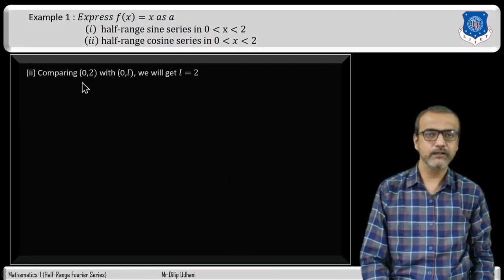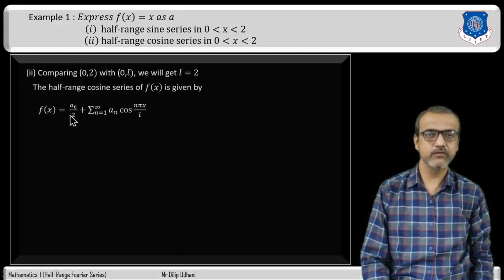Now comparing 0 to 2 with 0 to l, we will get l equals 2. Now we are going to find out the half range cosine series of f of x equals x in the interval 0 to 2. The half range cosine series of a function f of x is given by f of x equals a0 by 2 plus sigma n from 1 to infinity an cos n pi x by l.